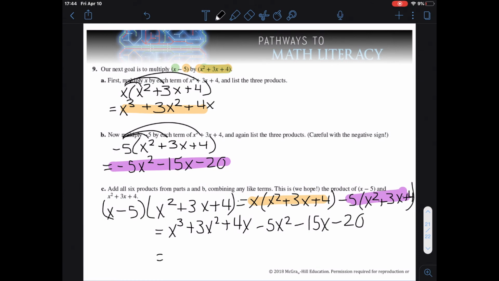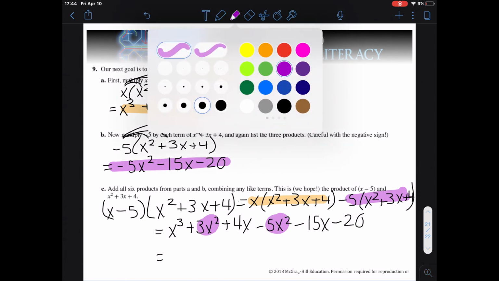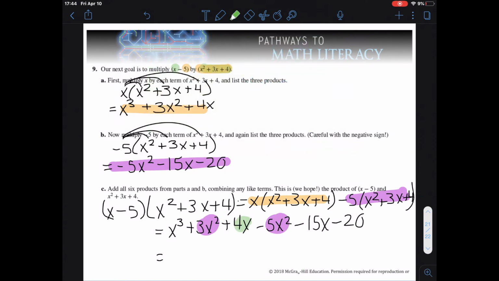Grouping our like pieces, we have a 3x squared and a minus 5x squared. Then we have a 4x and a minus 15x. So I don't have any other x cubes. I have 3x squared and I'm subtracting 5, so really we have negative 2 of them. I've got 4x and I'm getting rid of 15, so we have negative 11 of them. And then the constant is by itself. So this is a process we want to keep in our mind.